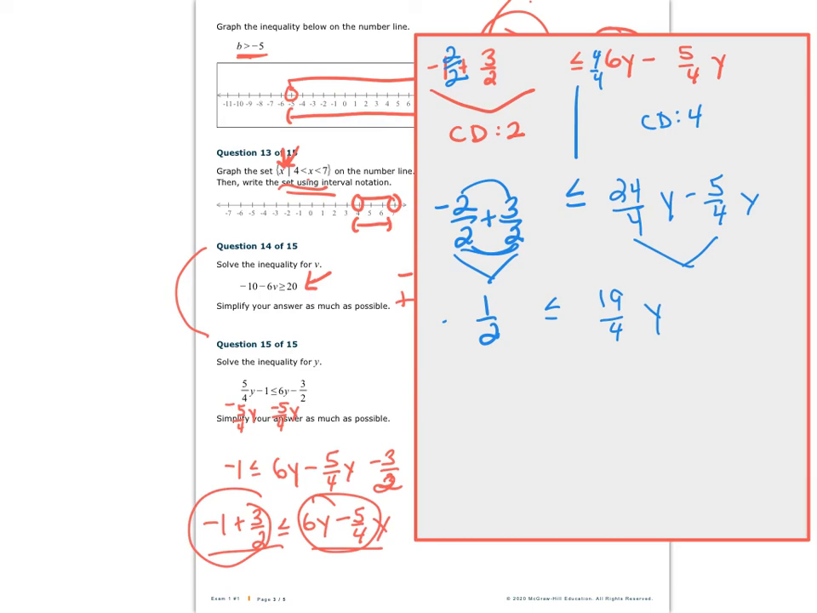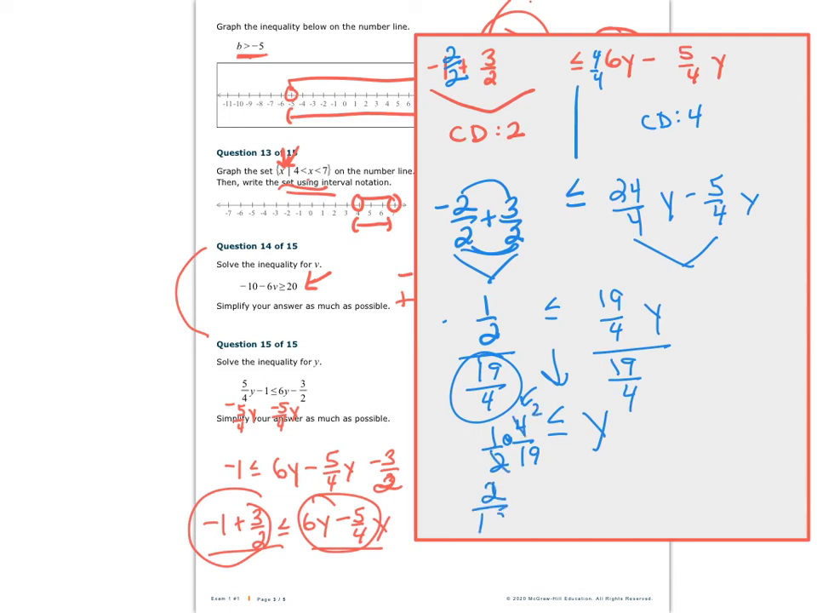Now, we can multiply both sides by the reciprocal to get rid of the fractions. Remember, you can divide by a fraction. If you divide by a fraction, it's the same thing as multiplying by the reciprocal. I'm not dividing by a negative number, so this sign is going to stay. But this is going to be the same thing as multiplying by 4/19. Remember, when you divide by a fraction, it's the same thing as multiplying by the reciprocal. So the 2 goes into 4 2 times. So 2 over 19 is less than or equal to y, or we can write it as y is greater than or equal to 2 all over 19.